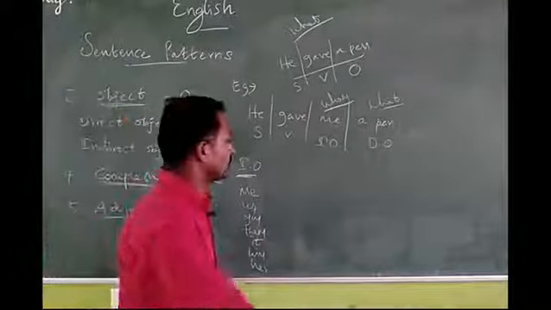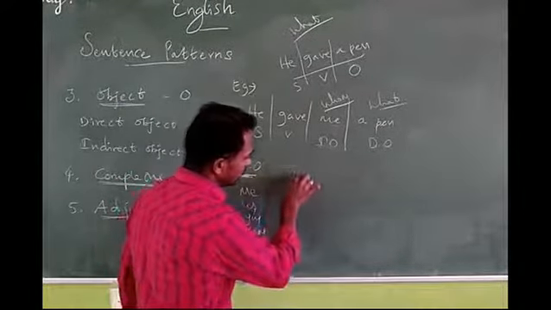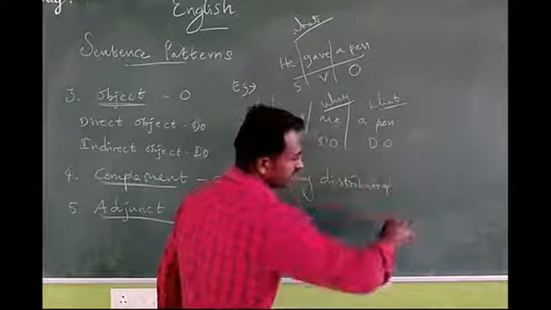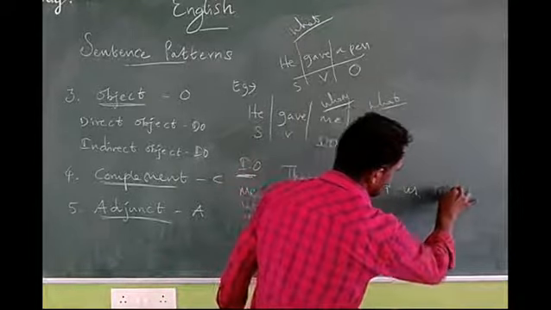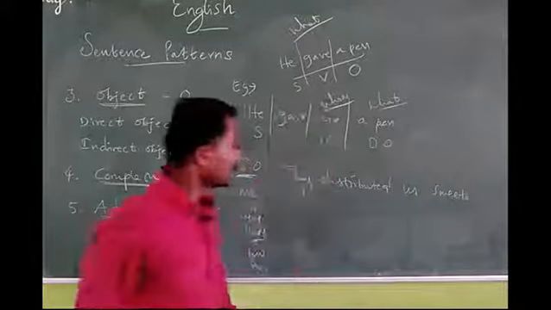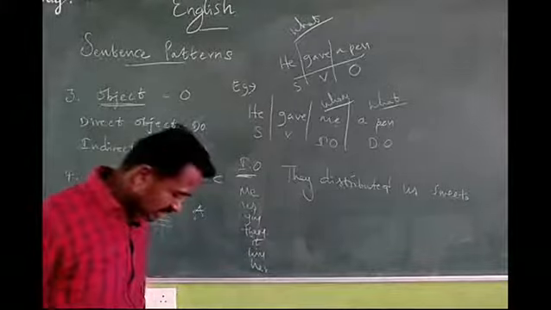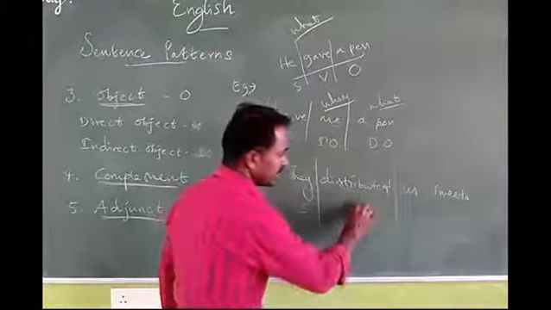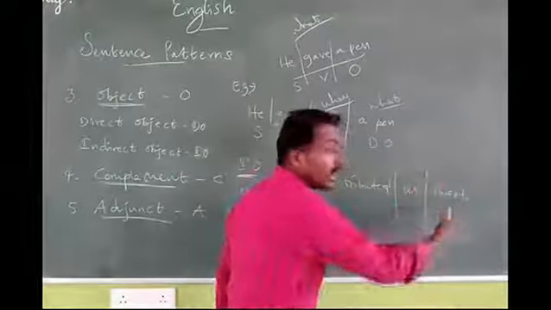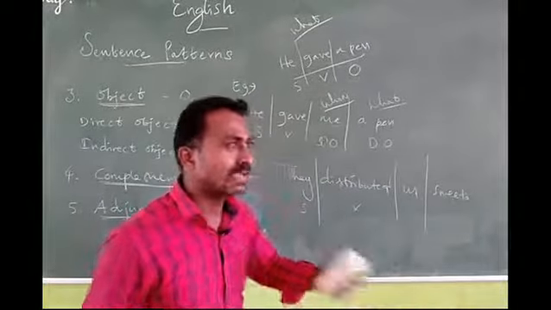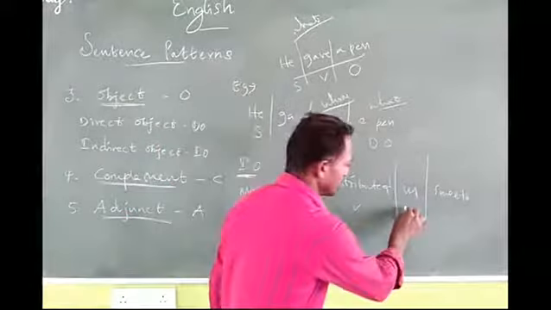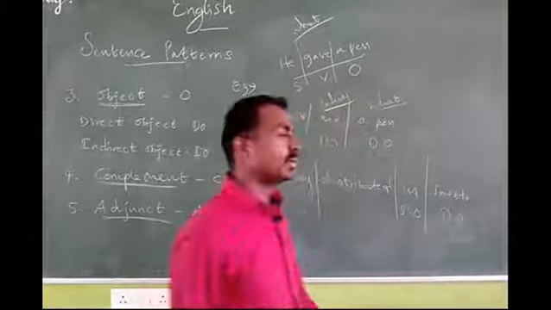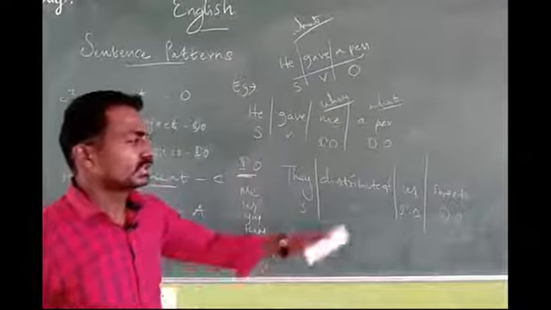And the remaining thing, what, sir? For example, they distributed us sweets. See the sentence. How can we identify it, sir? They is the subject, distributed is the verb. Here, to whom and what? To whom? Us is the IO. And sweets is the DO. What did they distribute? Sweets.